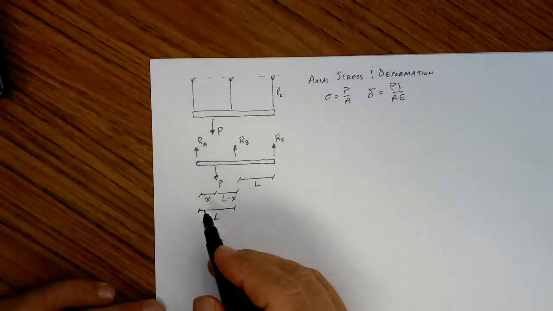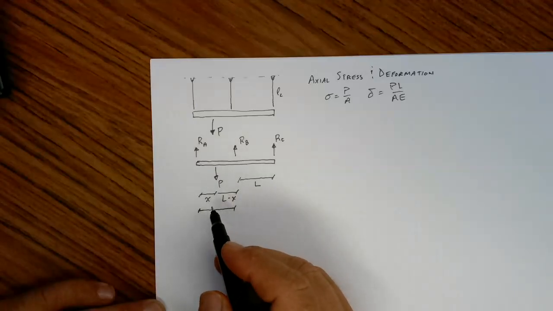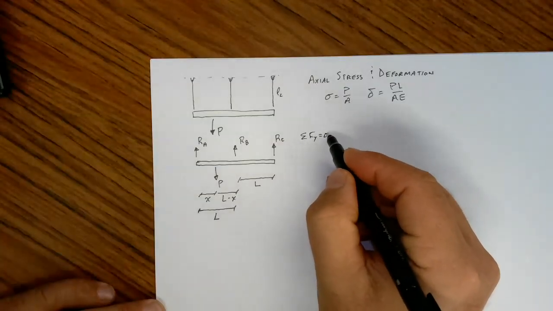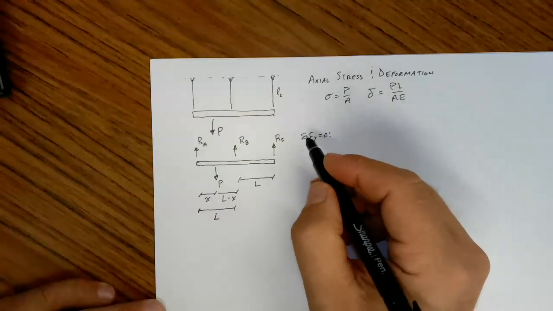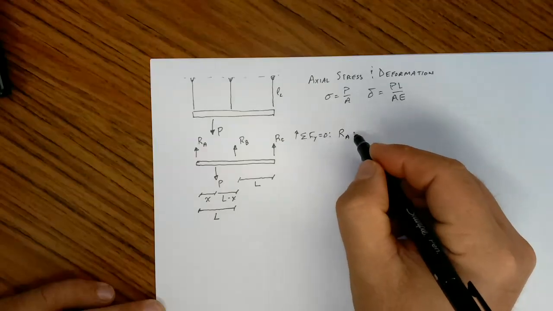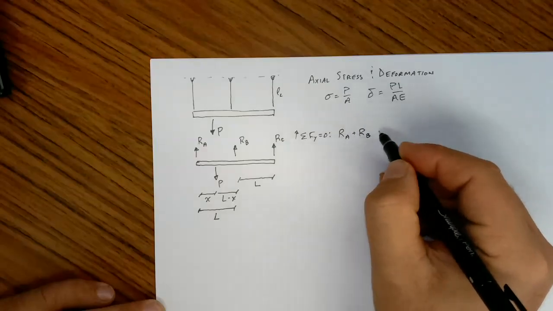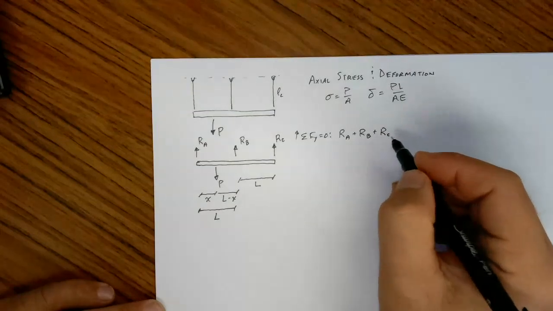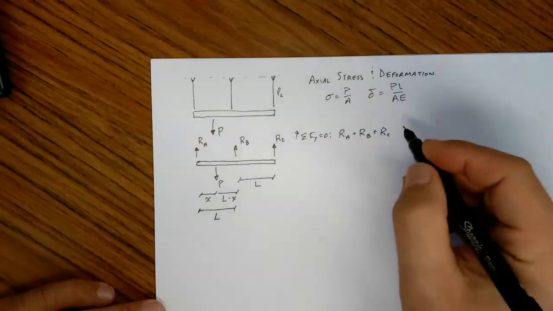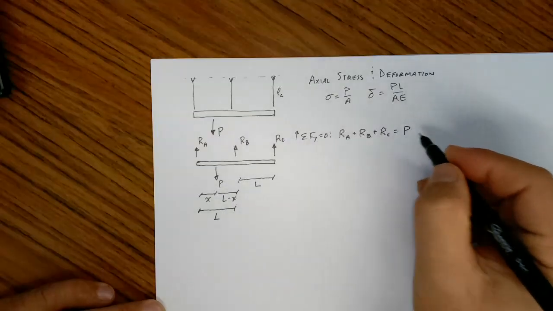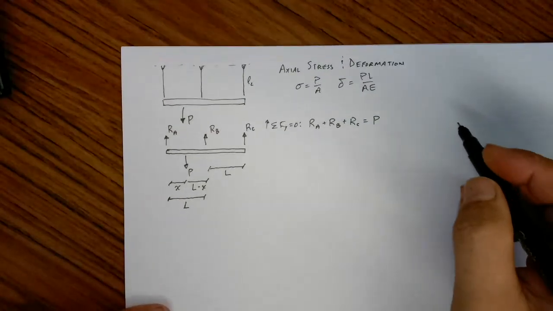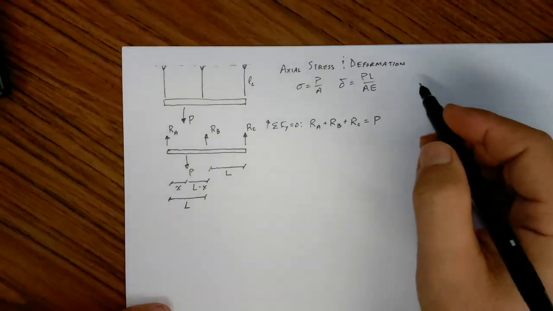Sum of forces in the x gives me nothing. So I'll sum forces in the y, equal to 0. Say up is positive, and we get RA plus RB plus RC, all going up, positive, minus the load P is equal to 0, so RA plus RB plus RC equals P. And we're going to set up a generic solution to this problem where certain things are known.